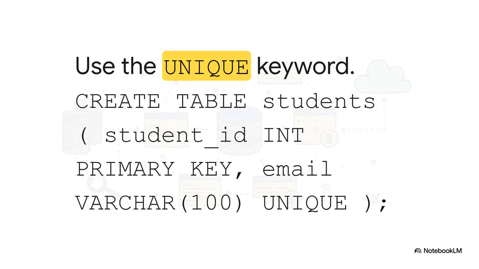When you're creating a brand new table, it is so simple. You can see here we define our student ID as the primary key, just like we always do. Then, for our email column, we just tack on the unique keyword right at the end of its definition. Boom, done. Just like that, MySQL will now block any attempt to have two students with the same email.